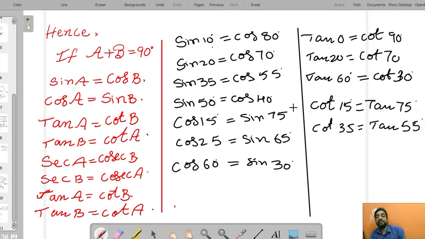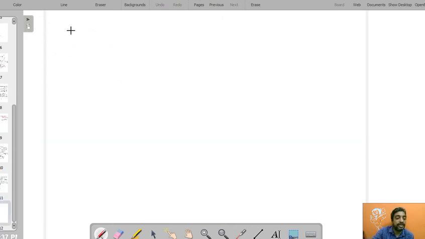So hence we can say if two angles are complementary angles, meaning the sum of two angles is equal to 90, sin A is equal to cos B, cos A is equal to sin B, tan A is equal to cot B, tan B is equal to cot A, secant A is equal to cosecant B, secant B is equal to cosecant A. Okay, so these are the formulas you need to remember. Next, coming to identities. Very, very important.